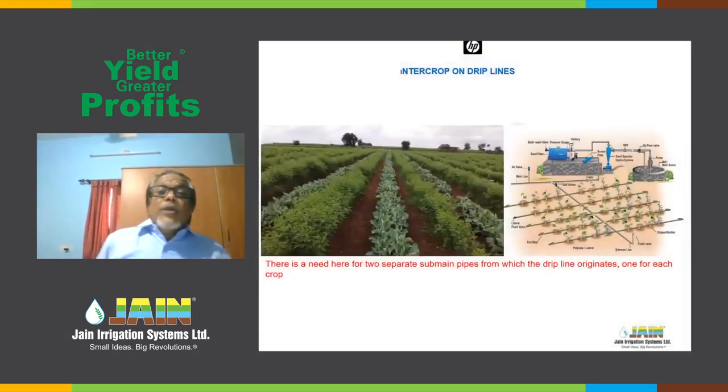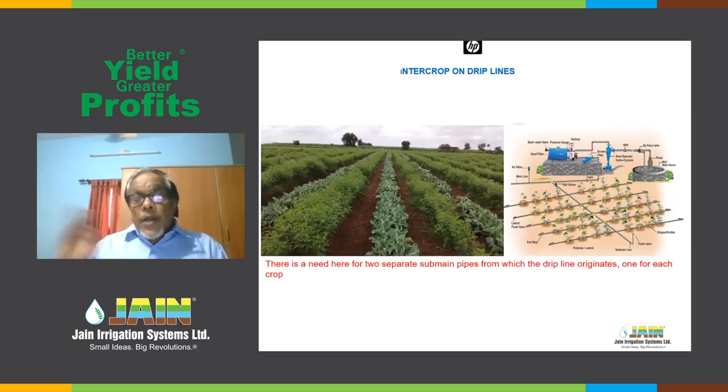Now we have an issue: intercrop on drip lines. So far we were talking about row crops and tree crops and some closely planted row crops. We always thought of single crop: mango alone, citrus alone, brinjal alone, ginger alone. But now there are a lot of cropping systems in India. Especially the pulses are always grown as an intercrop. There's pigeon pea, you can see in the picture here, with another vegetable.